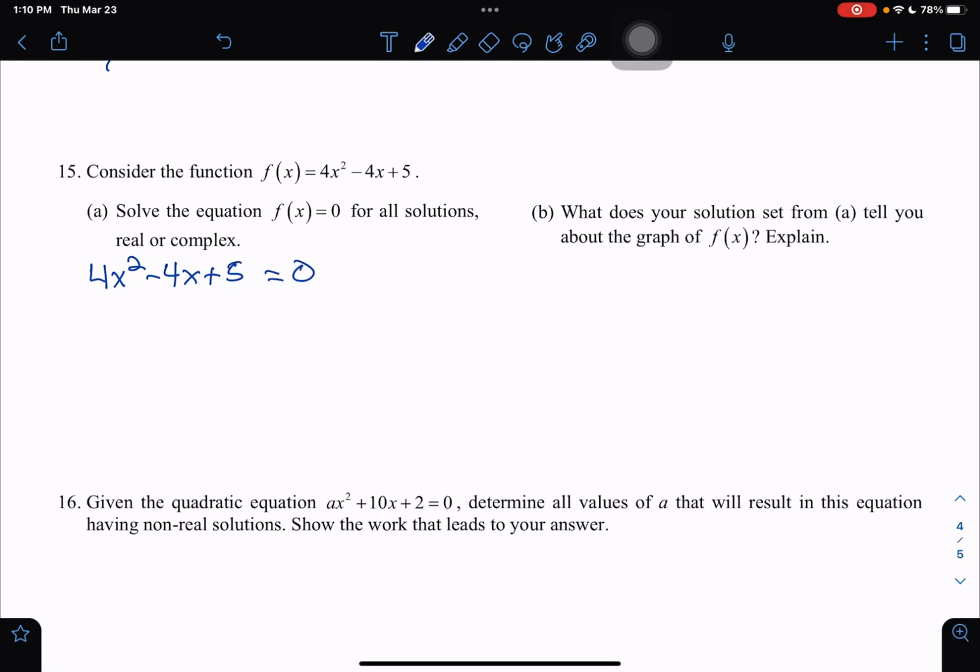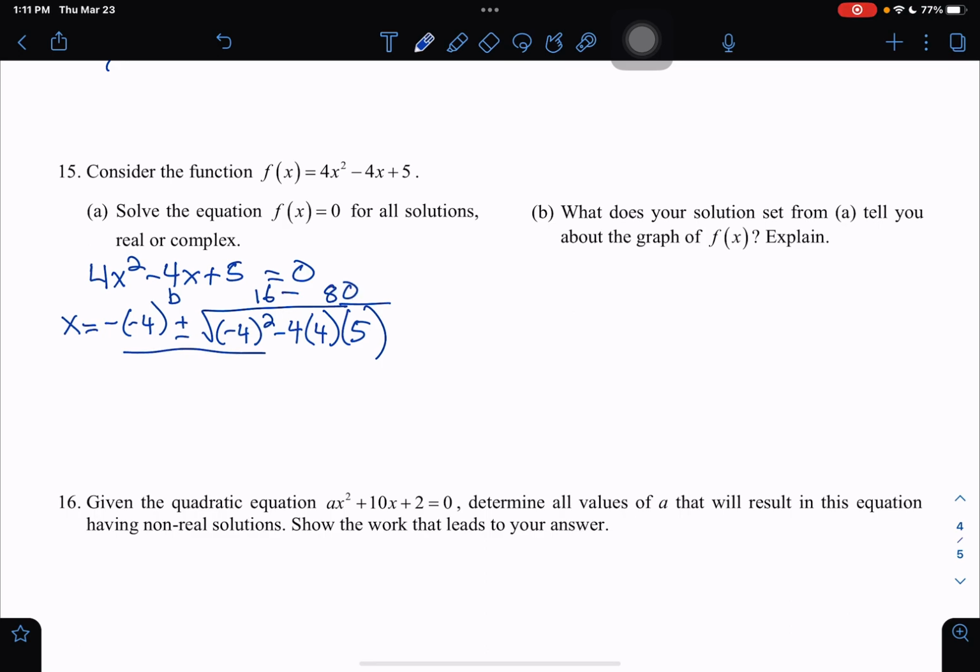I mean, you could do the AC method. Maybe it works, maybe it doesn't work. Maybe it factors, maybe it doesn't. But it says real or complex, so I would use the quadratic formula. So I would do x is equal to negative 4, right? This is b, plus or minus the square root of negative 4 squared minus 4 times a, which is 4, times 5, okay? And if I do all this, I get 16 minus 80, all over 2 times 4.